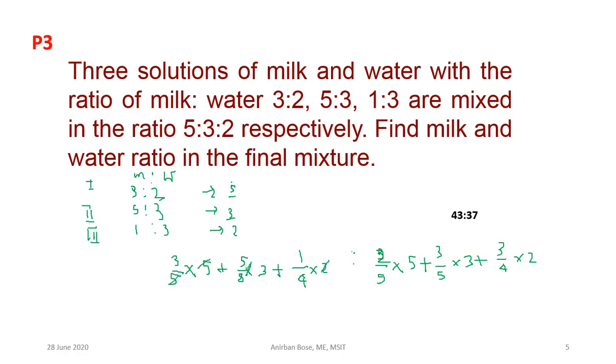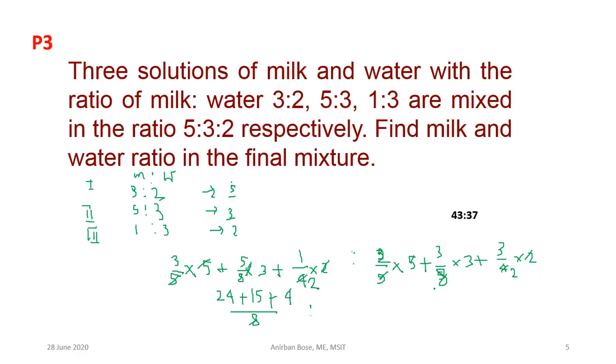So now if you simply cancel, this 5 will cancel and this will be half, this will cancel and this will be 2. So the LCM will be 8, and in the numerator it will be 3 into 8, that is 24, plus 5 into 3 is 15, plus 4. Sorry, this will not be 3/5, this will be 3/8.